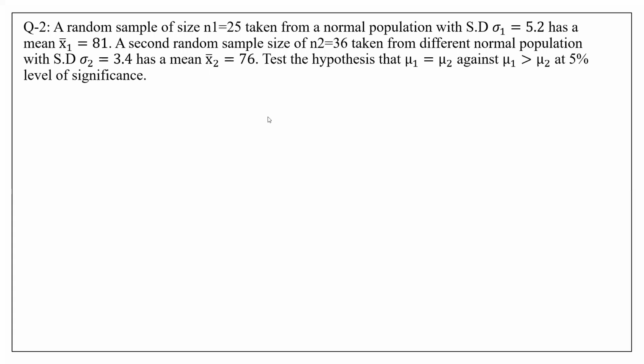Now let's see this example. A random sample of size n1. There are two populations and two samples now. The random sample of size n1 equals 25 is taken from a normal population with standard deviation 5.2 and has a mean of 81. A second random sample of size n2 equals 36 is taken from another normal distribution with standard deviation 3.4 and has a mean of 76.